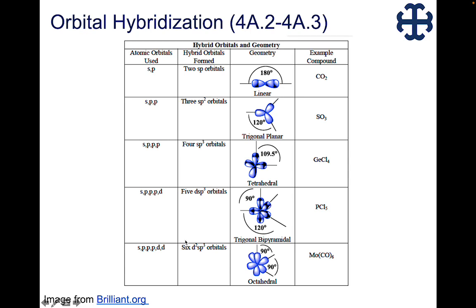Okay. And just a reminder, to get something that's sp3 hybridized, we have 4 bonding groups. That means we need 4 orbitals. That's why we take 1 s orbital and 3 p orbitals, put them together to make sp3 hybrid.